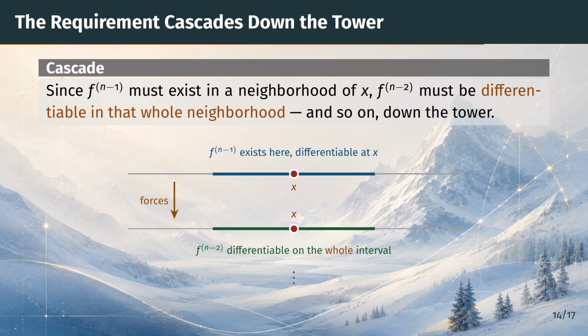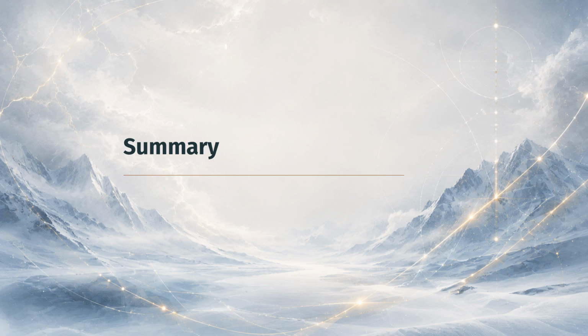The same reasoning repeats all the way down the tower, as the dots suggest. Each lower derivative must be differentiable, hence also continuous, on the whole neighborhood. So a single number, the derivative of order n at one point, silently presupposes good behavior of the entire tower on a neighborhood of that point. With the definition fully understood, let's summarize.